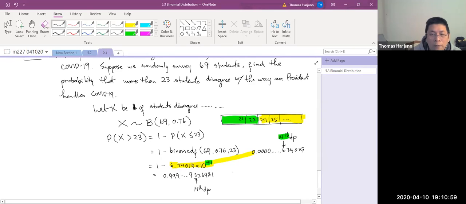So if I write the first 5 decimal places, that will be 0.99999. However, the 6th decimal place is still 9, right? Therefore, if I round to the nearest 5 decimal places, that will be basically 1.